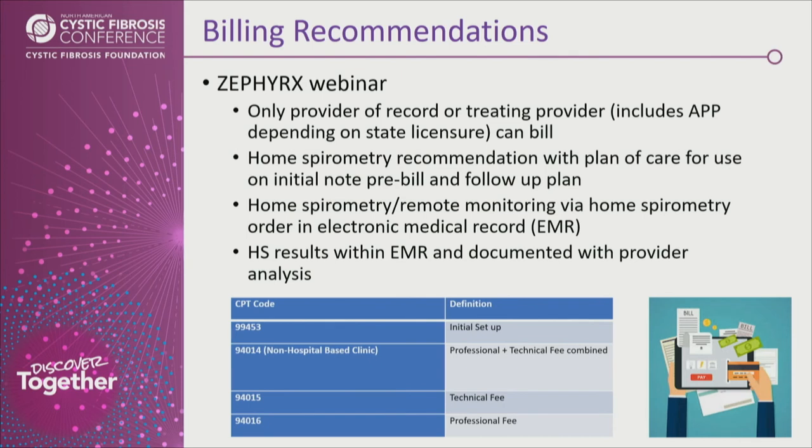So if you are an APP, you want to check under your state licensure if this is something that you're permissible to bill. It's also important that the recommendation for home spirometry be placed in your note before initiation of the home spirometry program, pre-billing. So be sure to do that. And it needs to be in your subsequent follow-up note as well, because you're not going to know. For our center, we don't know when we're going to use home spirometry, so we just have it automatically rolled into our recommendations for follow-up visits.